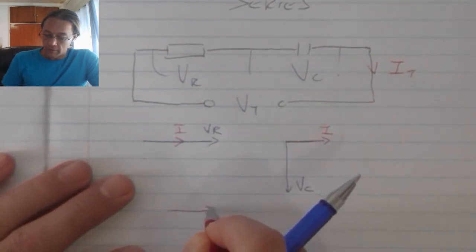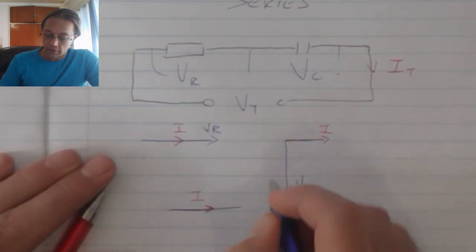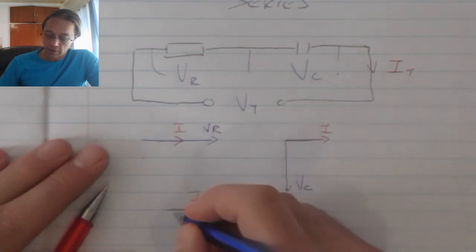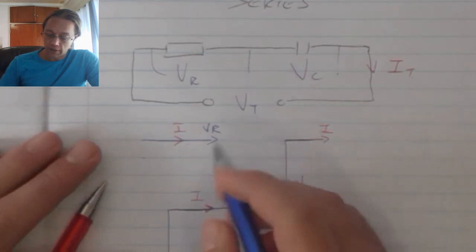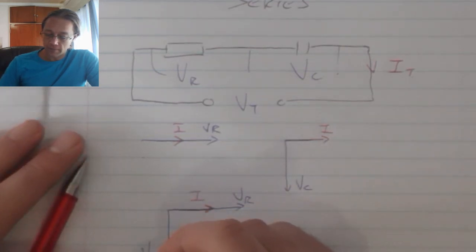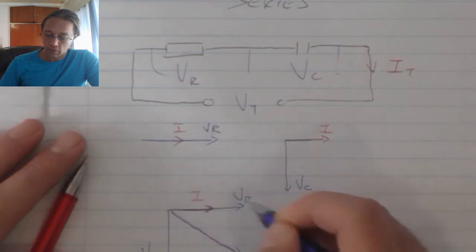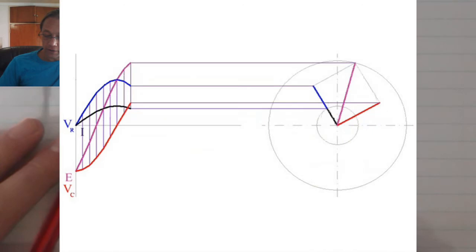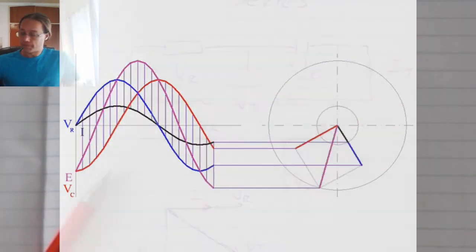current being my reference as a series circuit, we will have the resistor voltage in phase with that current, and we will have the capacitor voltage lagging that current by 90 degrees, and the result on the supply is lagging, somewhere between 90 and 0 degrees.